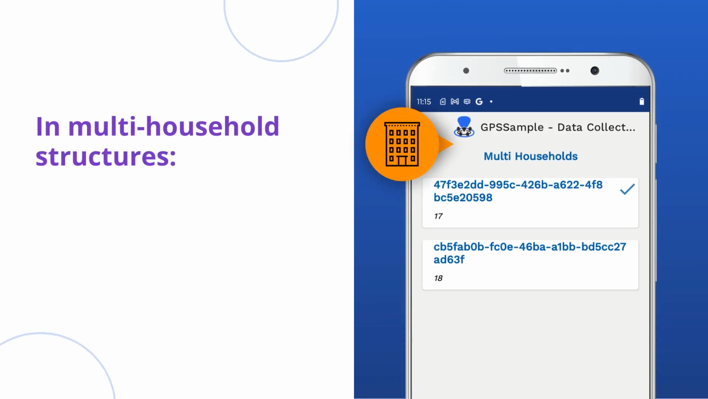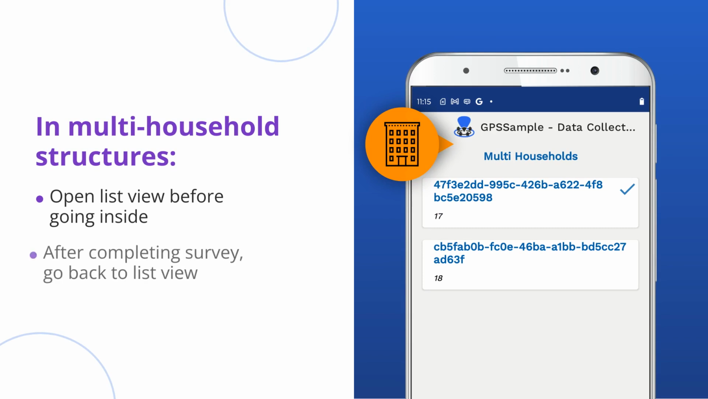In multi-household structures, open the long list before going inside the structure. After you complete a survey, go back to the list page. If you go to the map page, your GPS position is taken again and is poor because you are inside the building. If this happens, exit the building, open the list view, and go back inside to complete the surveys.